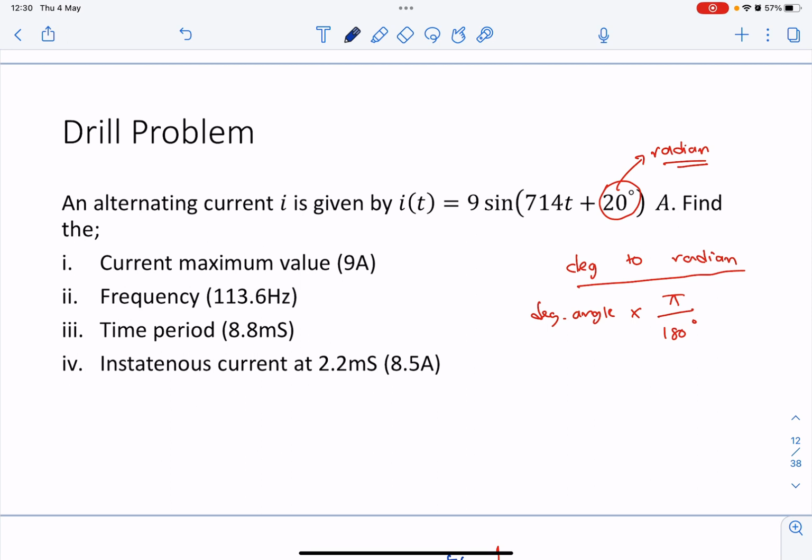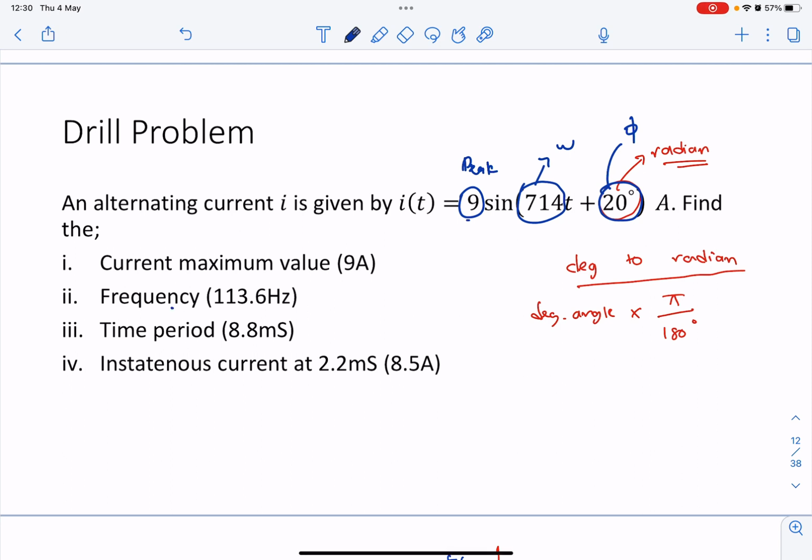Okay, so this drill problem, tadi kamu ada phase angle yang ni, kamu ada this angle. So the question here: an alternating current i is given by i(t) = 9 sin(7 140). So this is dia punya peak value. This is dia punya omega, and this is dia punya phase angle. So the current, you need to find out what is the current maximum value. So this is the peak value.